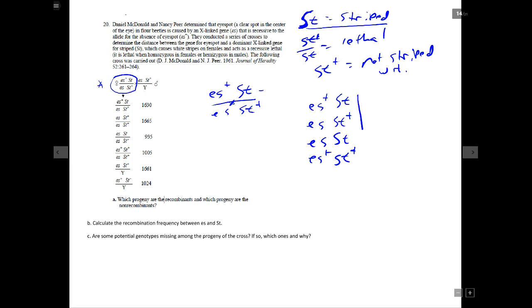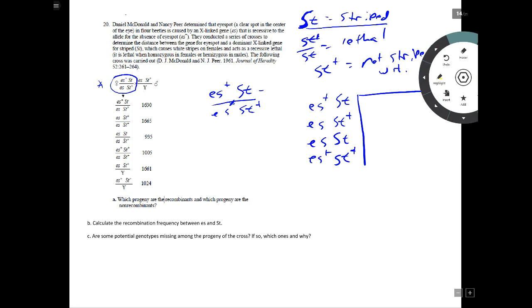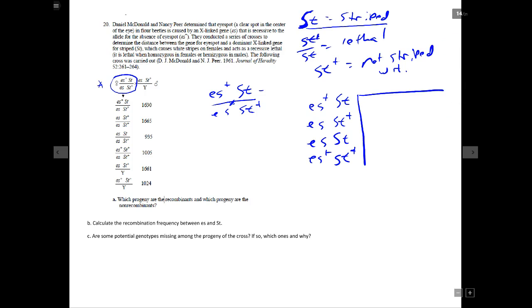And then the types of gametes that we can get from the other parent, from this parent, are ES and big ST plus, or the Y. So we can get all these things.